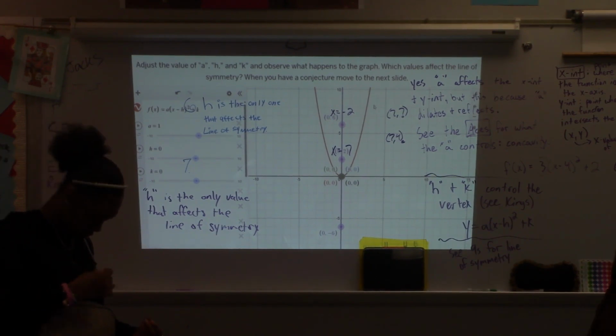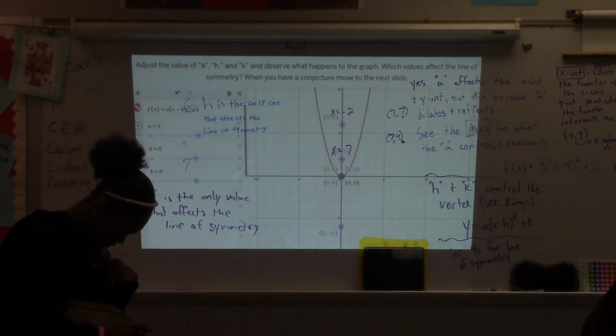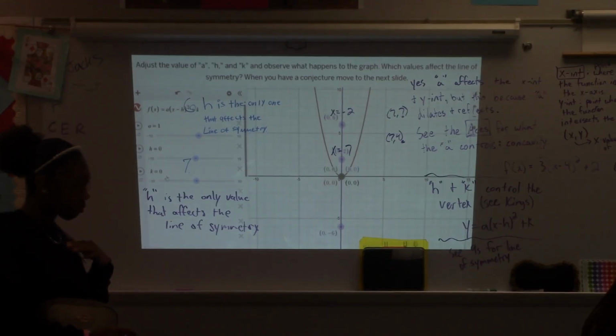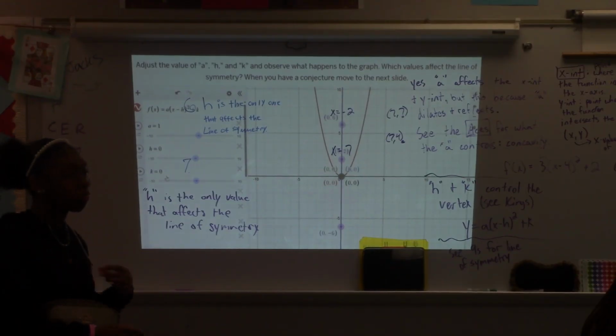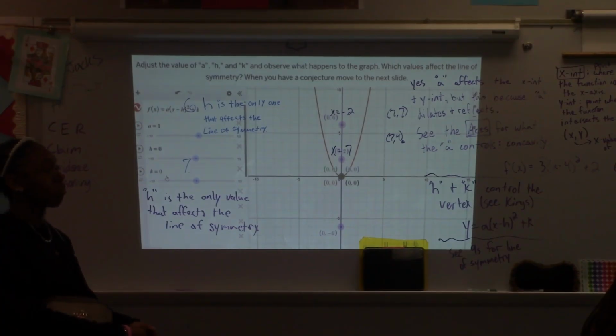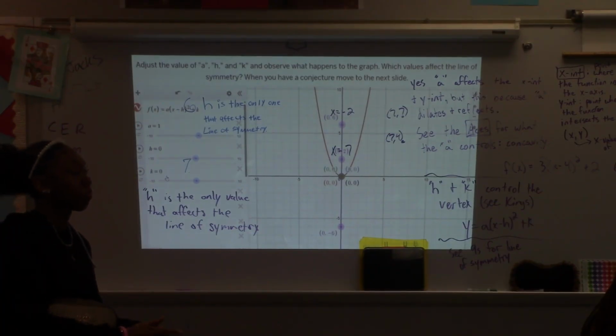Concave up. It's where h is 0, k is 0. That's my parent function. Guys, if h is 0 and k is 0, that's a parent function. Literally, it's on the origin, goes up nicely.